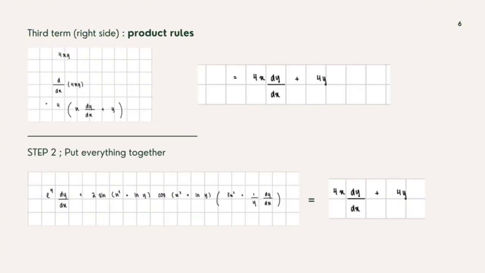So after differentiating, we get du over dx equals 3x squared plus 1 over y dy over dx. For the third term on the right side, we are going to use the product rule. So for xy, we differentiate with d over dx, and we are going to get 4x dy over dx plus 4y.